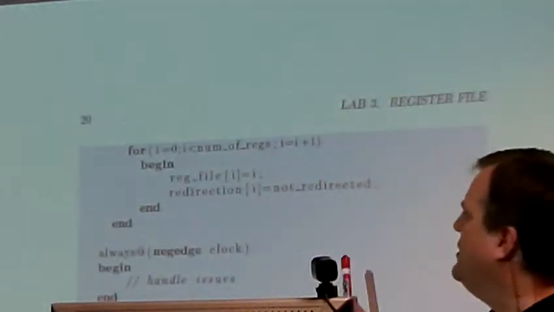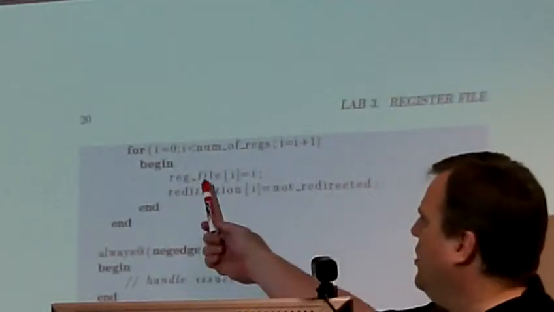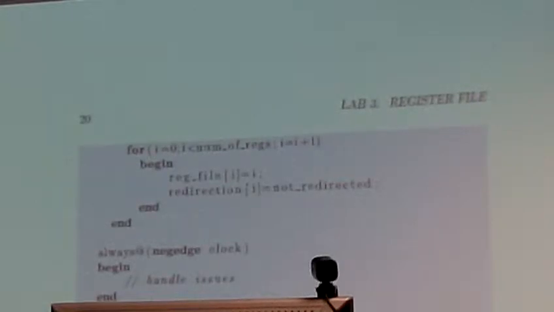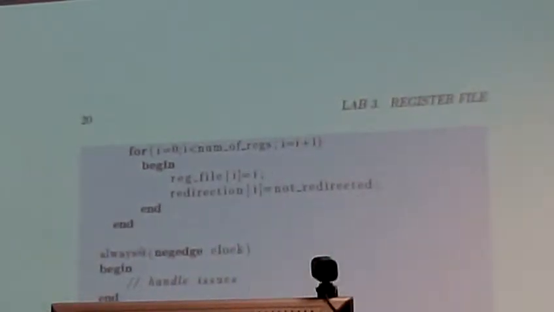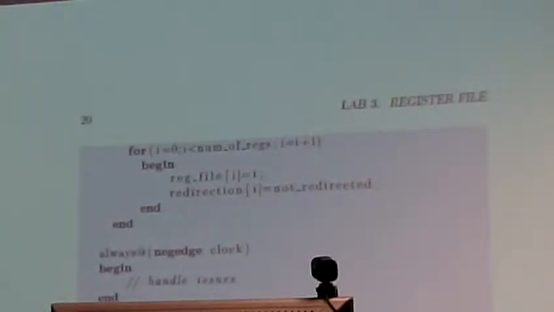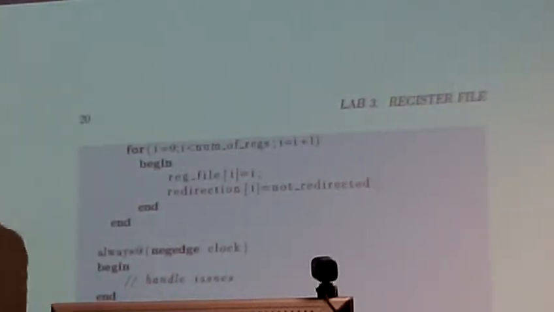All right, here is my suggestion. This is pretty standard. I have to initialize reg file I and redirection I. So I'm just walking down through this table, right? 0, 1, doing both of them at the same time. Not redirected is a predefined parameter for 0, right? Just saying the data in it is good. When I first start up, all my data should be good.